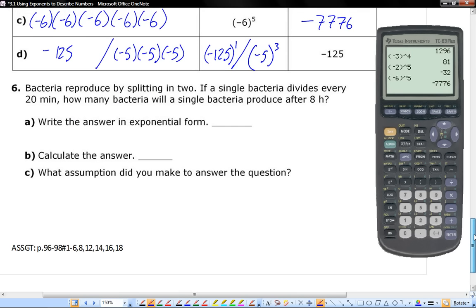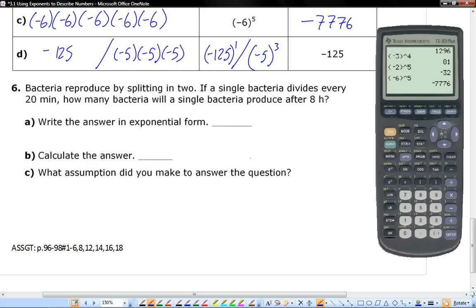Let's take a look at one last example, and then we'll be done. You can get started on your homework. So for number 6 here, it says that bacteria reproduce by splitting in two. If a single bacteria, that's 1, divides every 20 minutes, how many bacteria will a single bacteria produce after 8 hours?